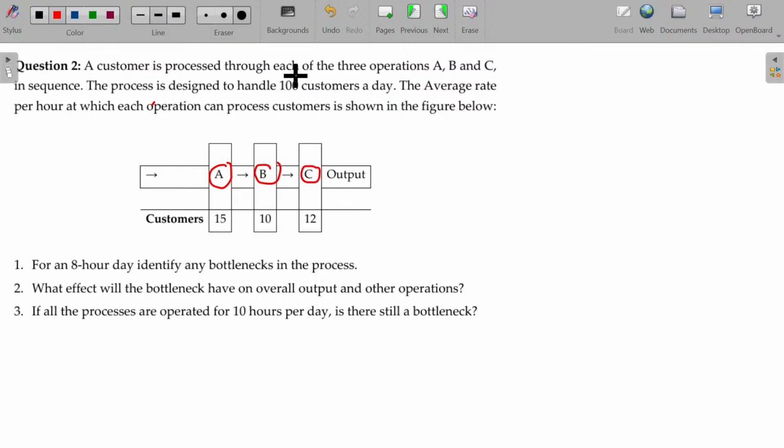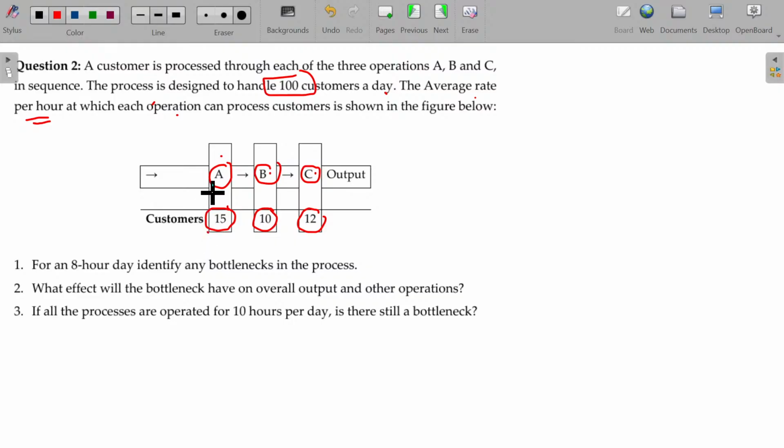The process is designed to handle 100 customers a day. The average rate per hour at which each operation can process customers is shown in the figure below. Per hour, A can handle 15 customers, B can handle only 10 customers, C can handle 12 customers.